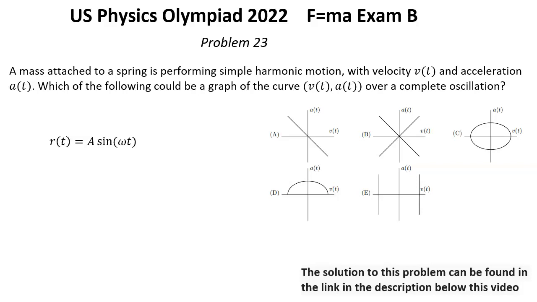If displacement has a dependency on time as amplitude A multiplied by sine omega t, in that case velocity and acceleration have a dependency like this. And this is exactly the parametric equation for an ellipse. It means that the correct answer is C, and that was the solution for problem number 23.